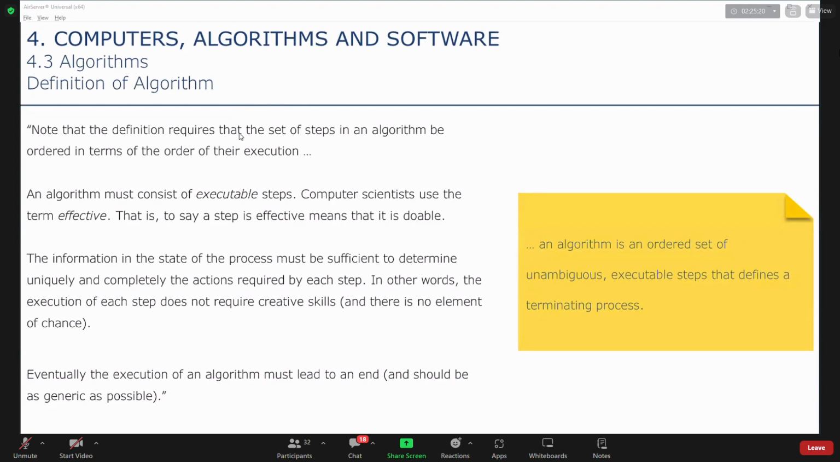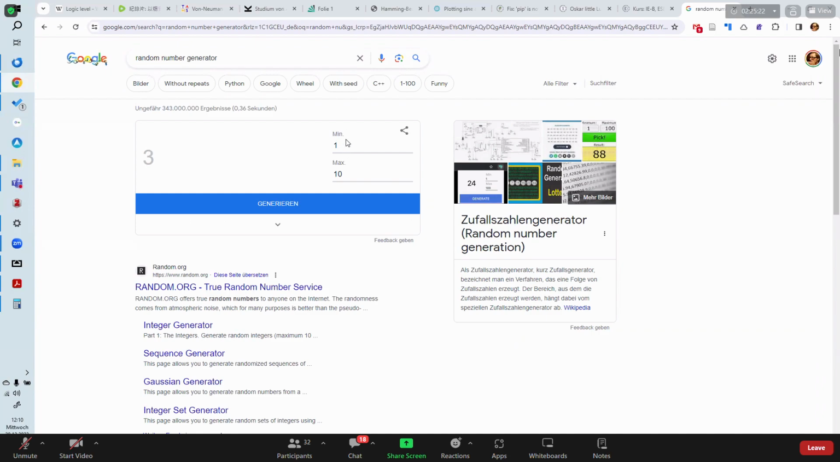If you go to Google and type in random number generator, then you can set a min and a max value. Let's pick 1000 and generate a random number. And you see it's any value between 1 and 1000, and it's generated randomly.